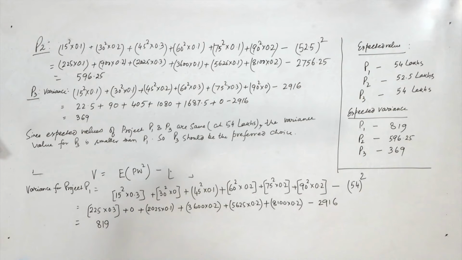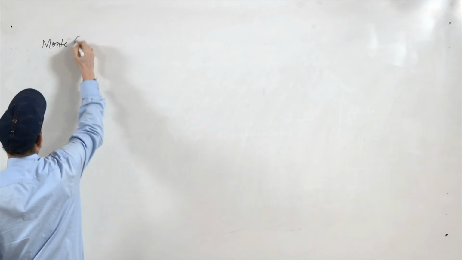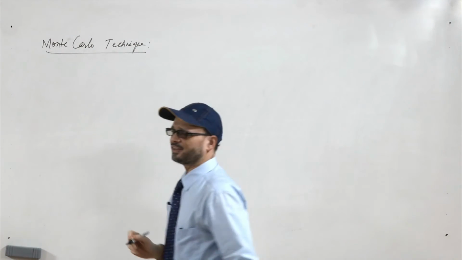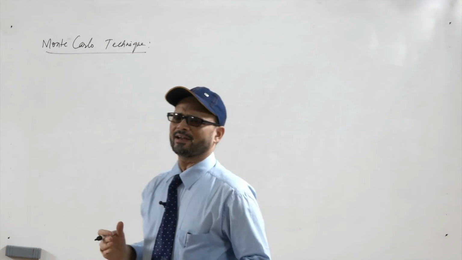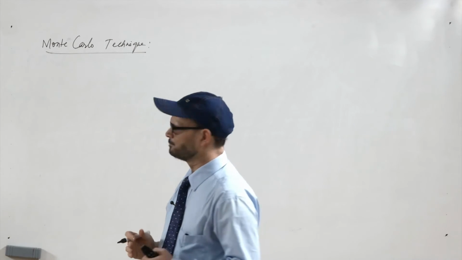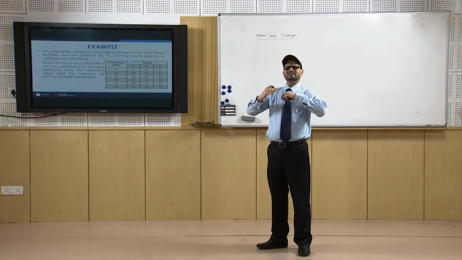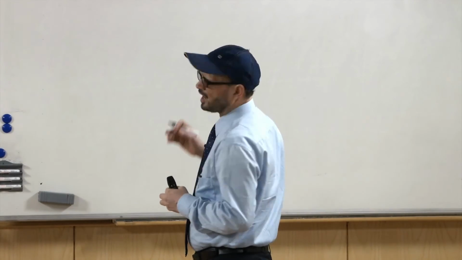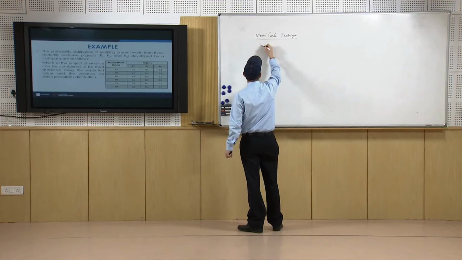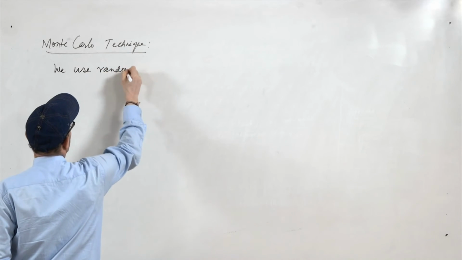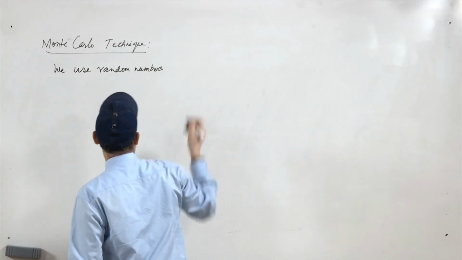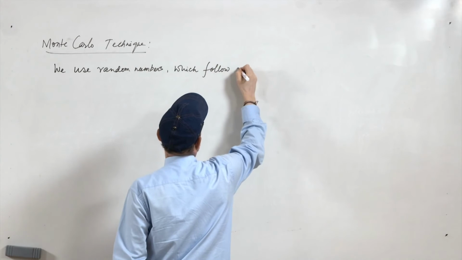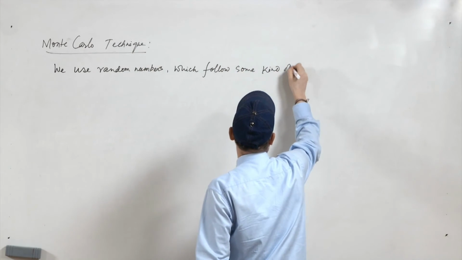So basically the Monte Carlo technique is used in cases when you have to decide and there are chances of risk and uncertainty, and if there are many elements and a large amount of uncertainty, in that case this Monte Carlo technique is used. Now in the Monte Carlo technique basically we use random numbers which follow some kind of probability distributions.